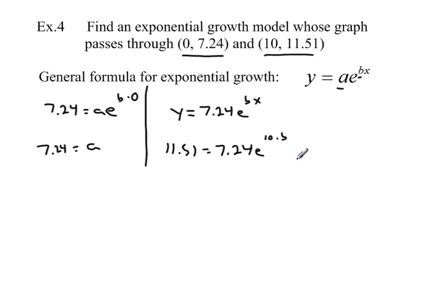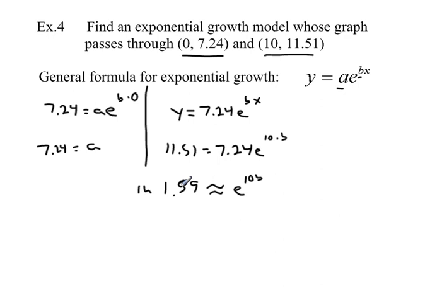Okay, this looks similar to some things we've solved before. We're going to need a logarithm because what we're solving for is an exponent. But first, let's divide both sides by 7.24. If we do that, you get a value around 1.59 or so. And again, keep all those decimal places. So that value is about e to the 10b.